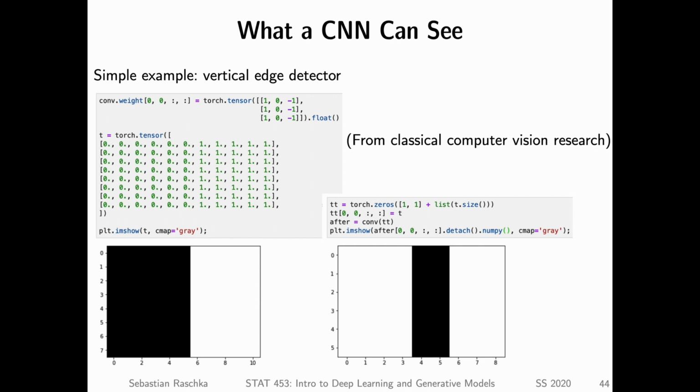I mean, this is interesting, but not super important. I won't ask about this in the exam. So what can a CNN see? The question is basically, what does a CNN look at in an input image?